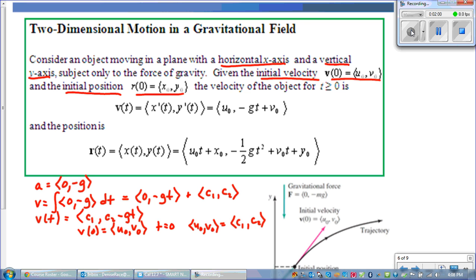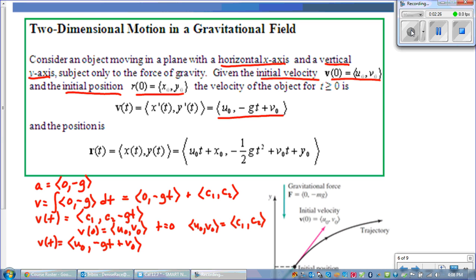So that means our velocity vector, v of t, is u naught, comma, and I'm going to rearrange these. It'll be v naught minus gt, but I'm going to write it as minus gt plus v naught. So that's our velocity vector, and that's exactly what this says here.